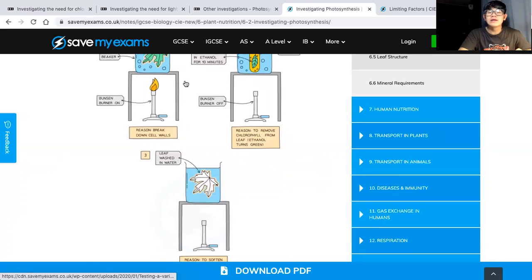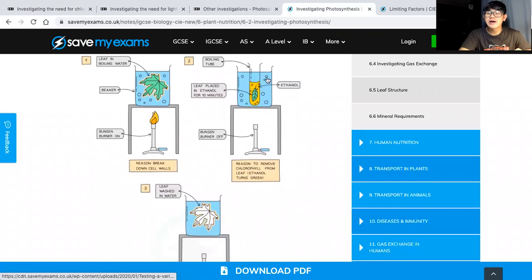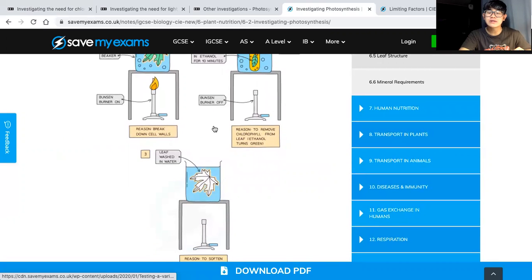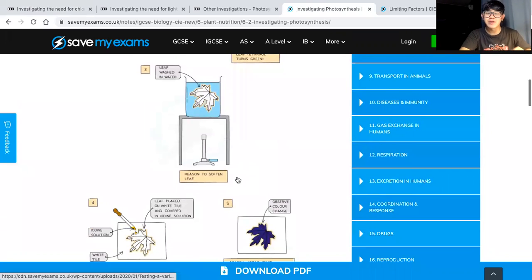So after the second step, you boil in ethanol until it has been decolorized, sampai ethanolnya tu bertukar warna green sudah. Sudah dia bertukar warna green, and then you take them out, and then you wash it off. You dip it sekejap, to wash off any excess ethanol. Dip air sekejap.